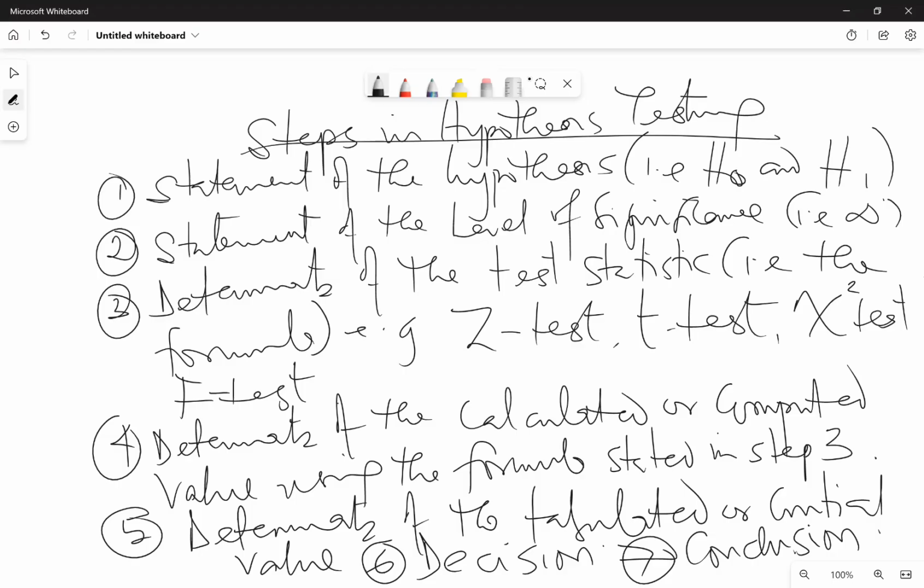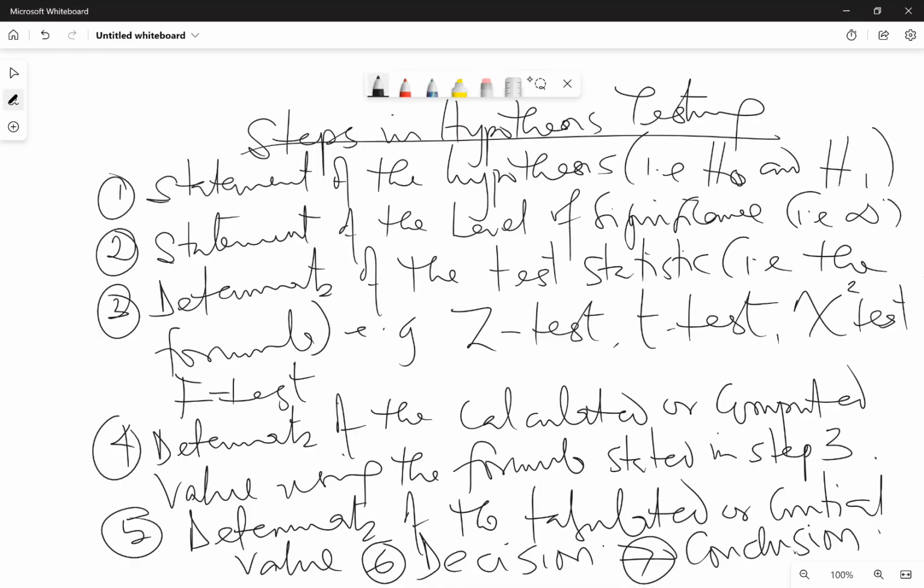I take them again. There are 7 essential steps in testing hypothesis. Step 1 is statement of the hypothesis. Tell us what is your H0 and your H1. Step 2 is a statement of your level of significance, that is your level of risk. So tell us, what risk are you willing to take? Of course, we said the lower your level of significance, the better. The most appropriate level of significance is always 5%. It's not a rule of thumb, but 5% is always recommended.